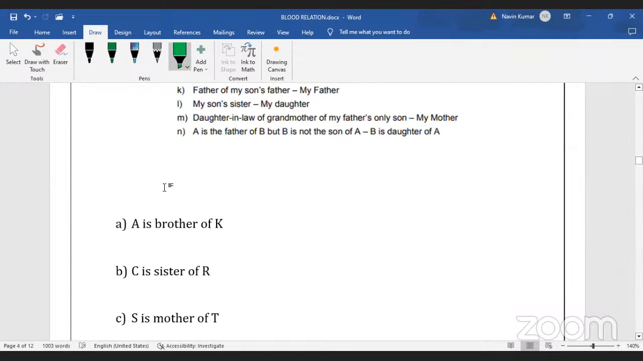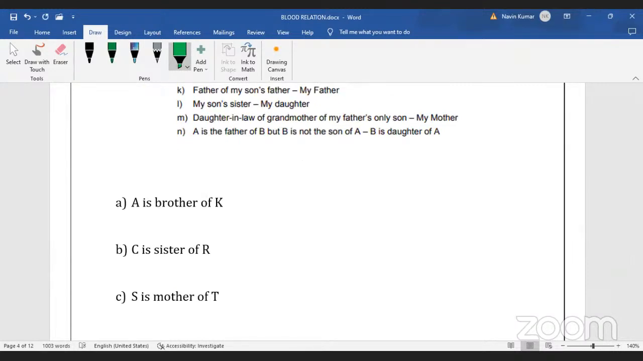Now there are some symbols that we generally use in this chapter. Some symbols that we use. One minute, guys.